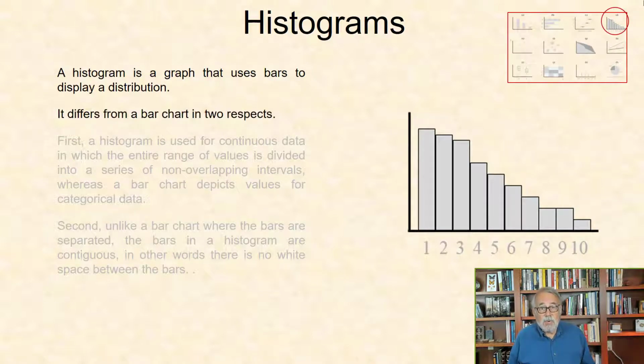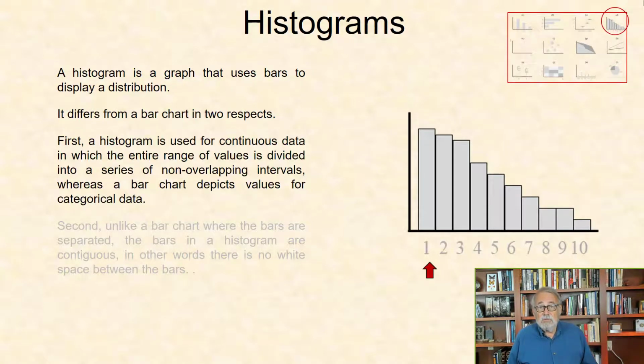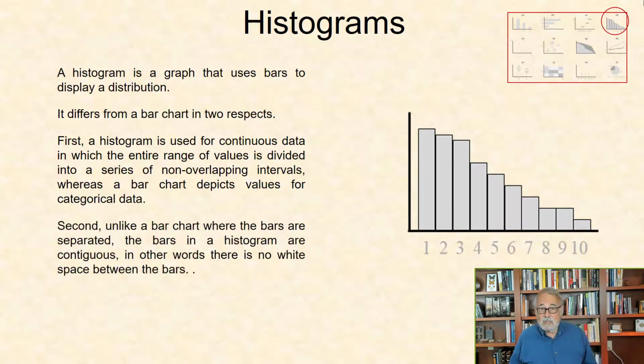It differs from a bar chart in two respects. First, a histogram is used for continuous data in which the entire range of values is divided into a series of non-overlapping intervals, whereas a bar chart depicts values for categorical data. Second, unlike a bar chart where the bars are separated, the bars in a histogram are contiguous. In other words, there is no white space between the bars.